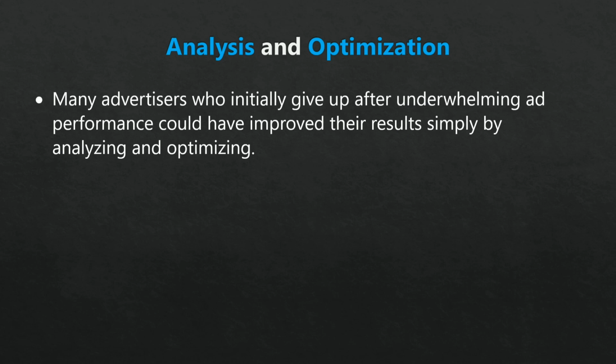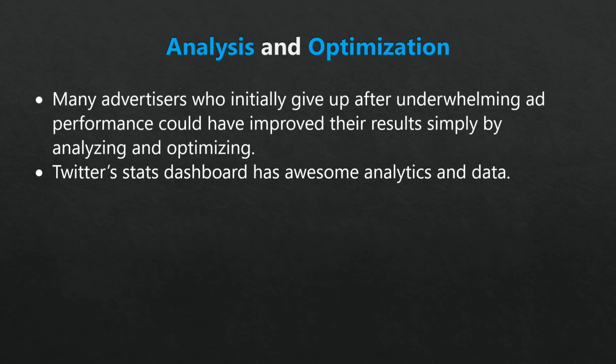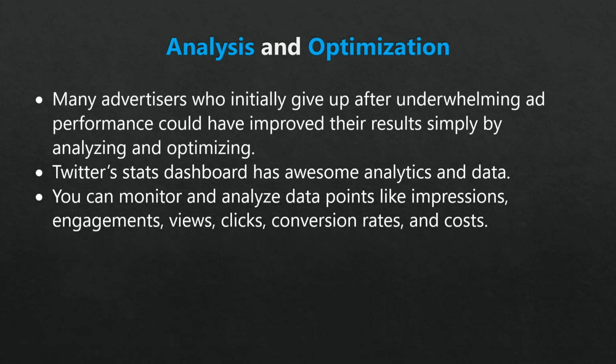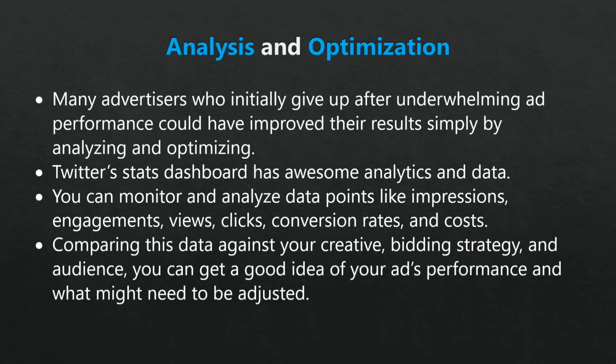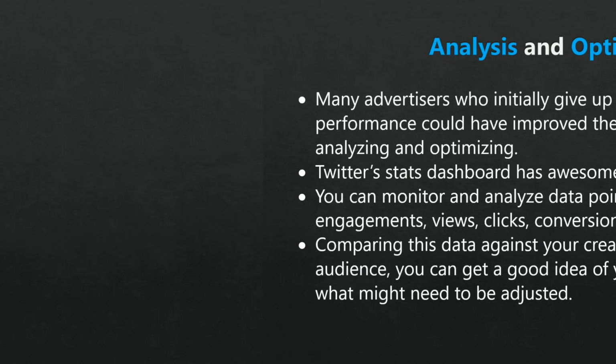First, let's talk about analysis and stats. Twitter has an awesome analytics dashboard and plenty of useful data to help you track and analyze the performance of your ad campaigns. From your Twitter advertising dashboard, you can see things like impressions, engagements, views, clicks, conversion rates, and maybe most importantly, costs. When you compare all this data against your ad creative, the bidding strategy, and audience targeting, you should have a pretty good idea of your ad's performance. Once you've taken a good look at your performance, it's time to optimize.